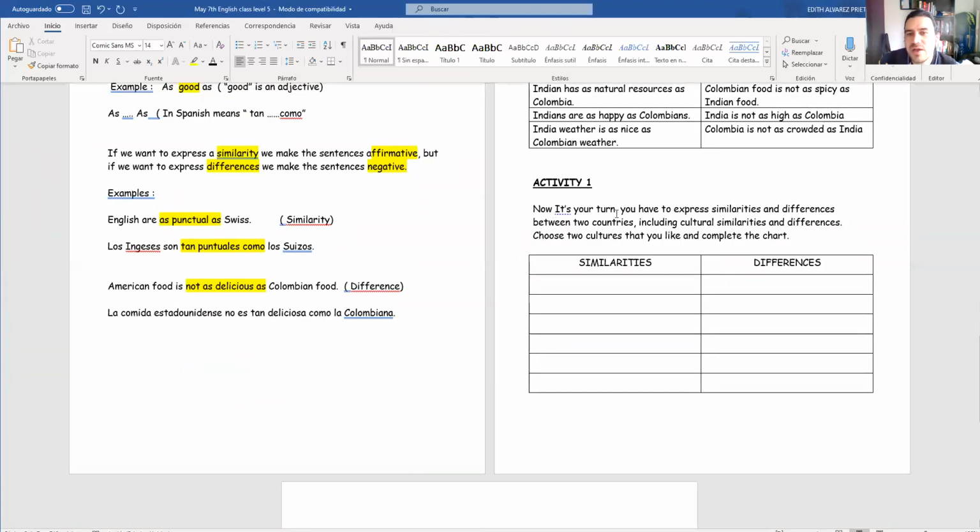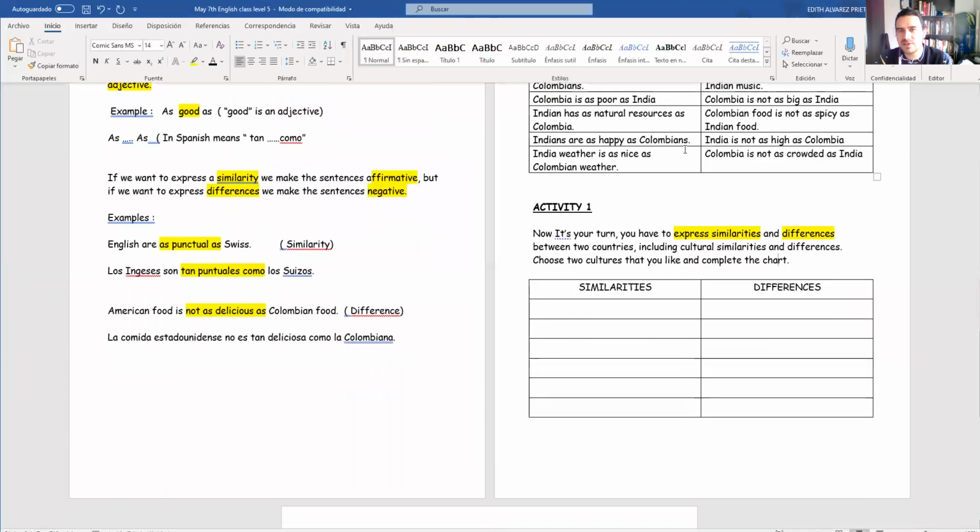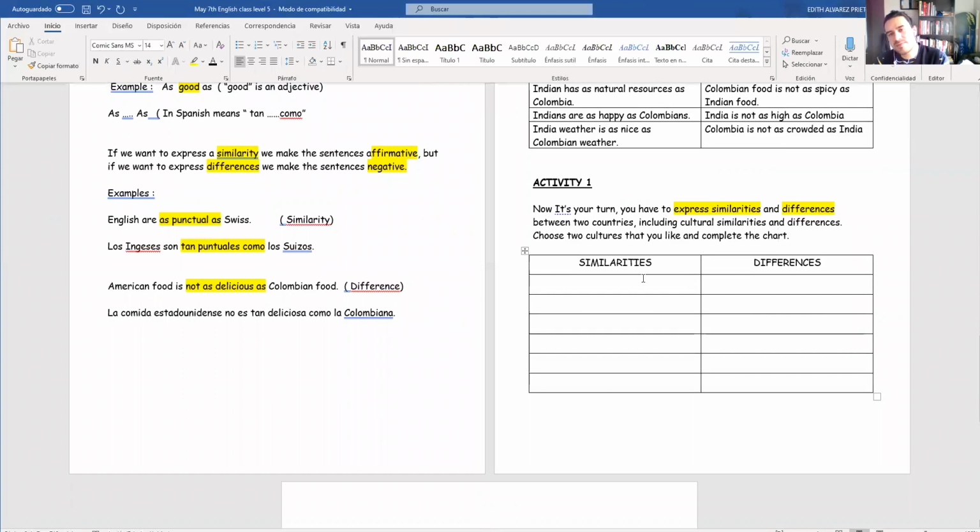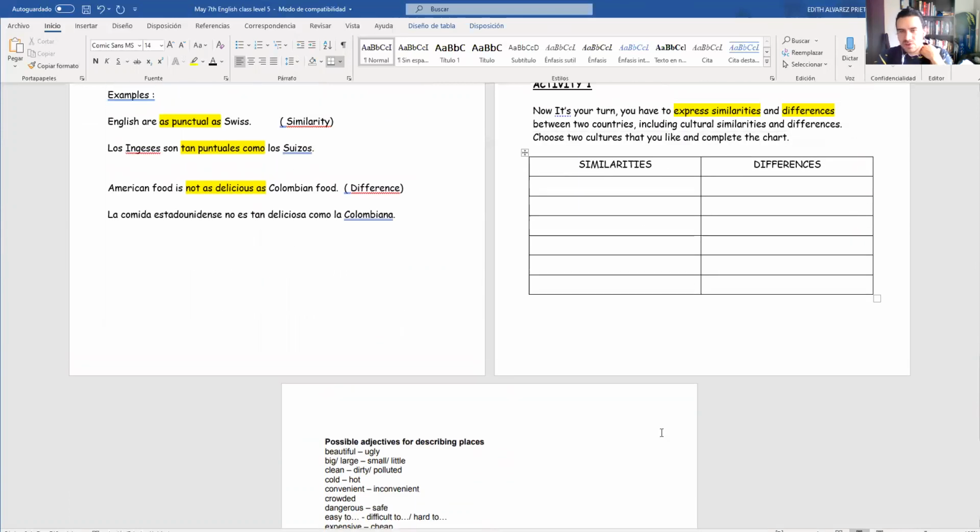Now is your turn. You have to express similarities. Aquí tienen que expresar similarities and differences between two countries. ¿Sí? Entonces van a escoger dos países, no sé, Perú y Estados Unidos, or I don't know, two countries that you like, ¿ok? Que hay que incluir dentro de esas diferencias cultural similarities, ¿ok? And differences, ¿ya? Como yo lo hice acá, ¿listo? Y tienen que completar ese cuadrito, ¿ok? Entonces, similarities, differences between those countries, entre esos dos países.